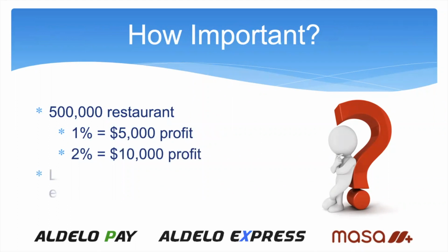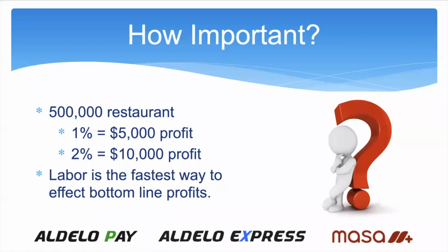By that, you can see that labor is the fastest way to affect bottom line profits. And that's why, as a POS salesperson, that is one of the reasons you really, really should focus on this aspect when talking to every restaurant that you talk to.